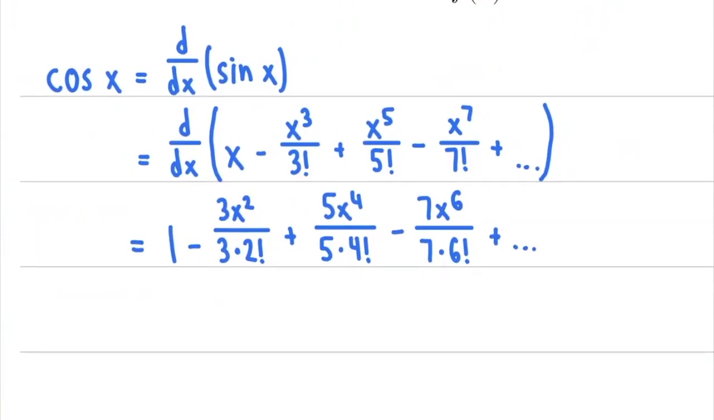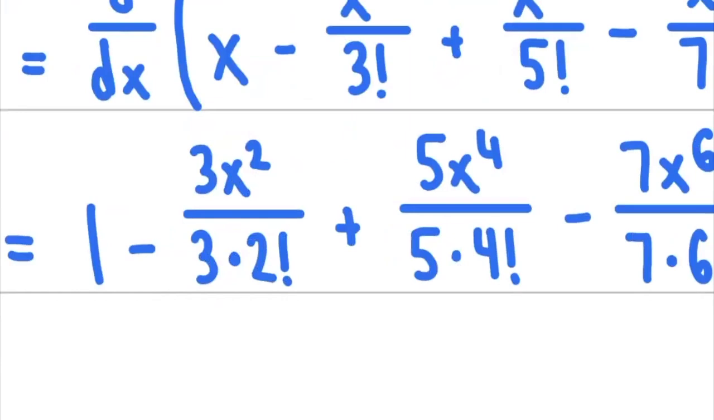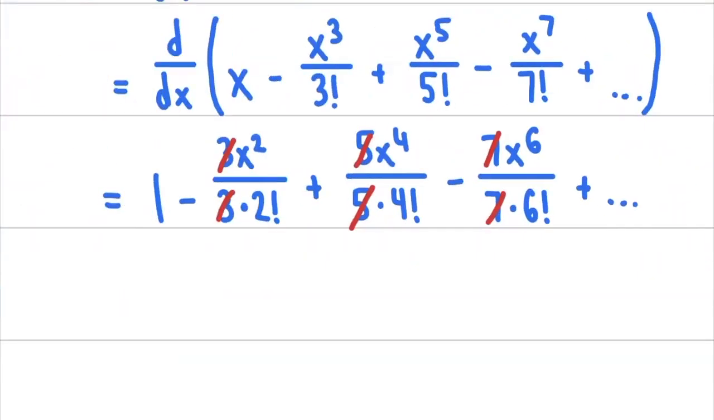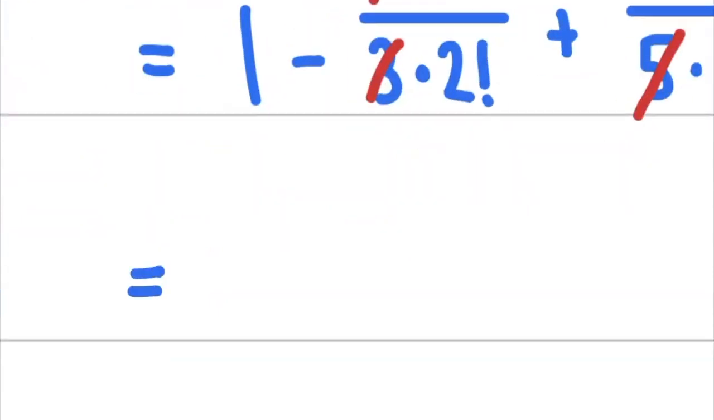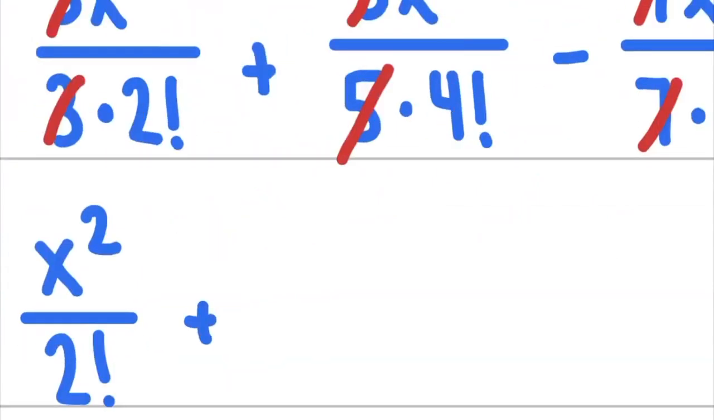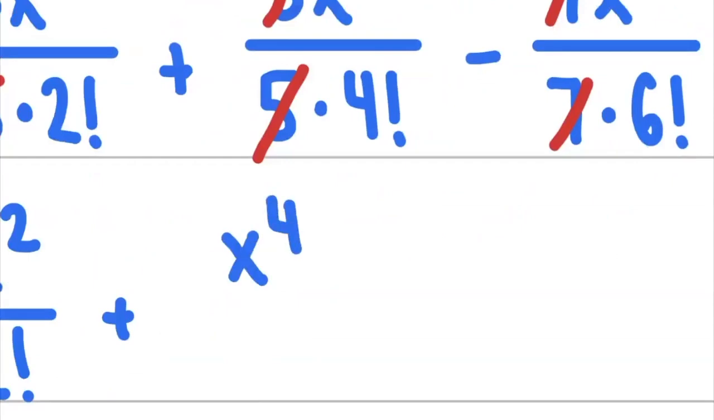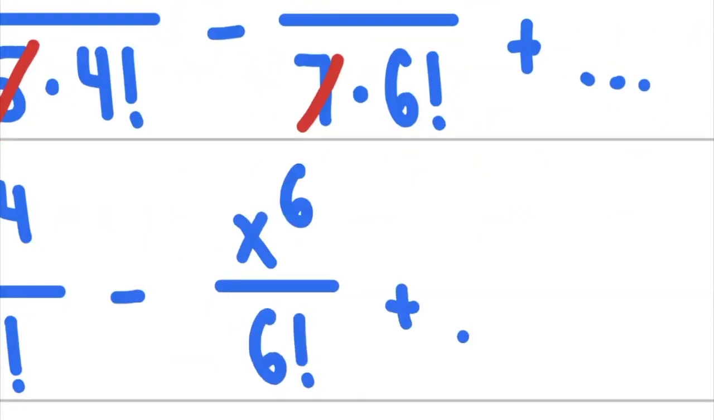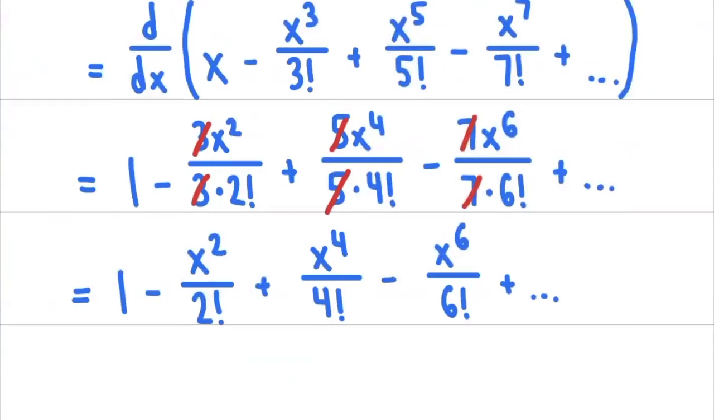So let's cancel some stuff out. I'm going to cancel these 3s and the 5s and the 7s. And you're going to be left with 1 minus x squared over 2 factorial plus x to the power 4 over 4 factorial minus x to the power 6 over 6 factorial, and so on.